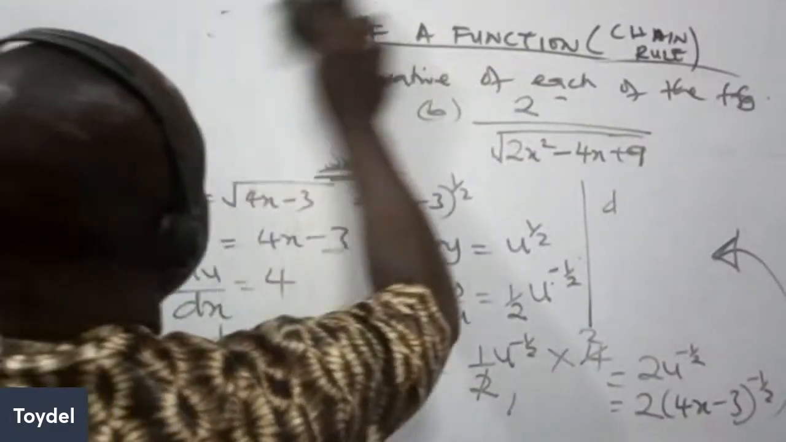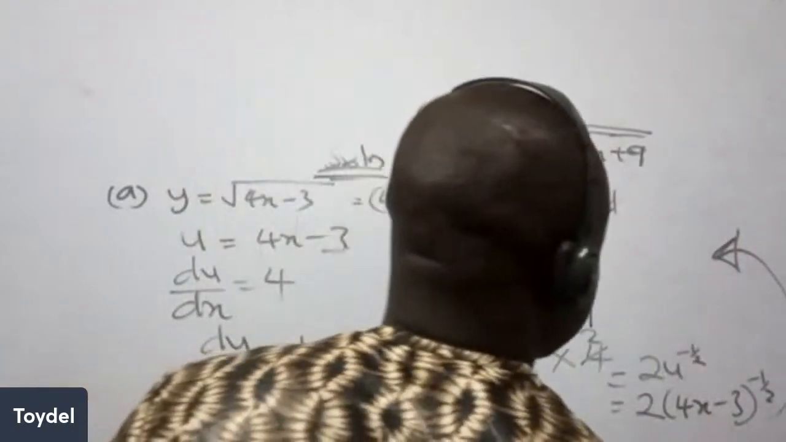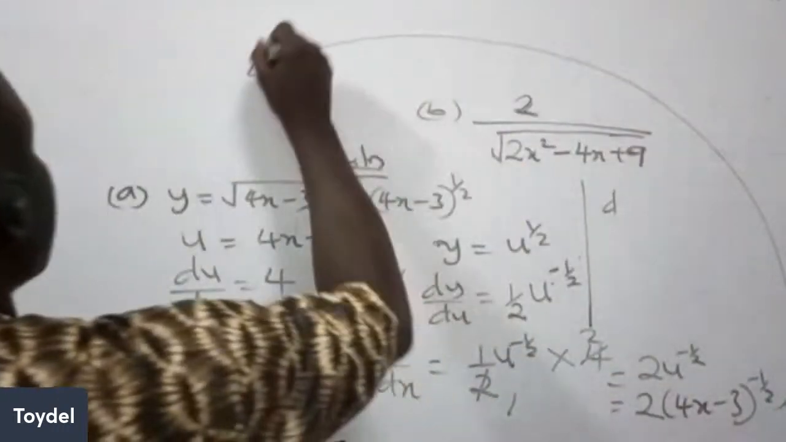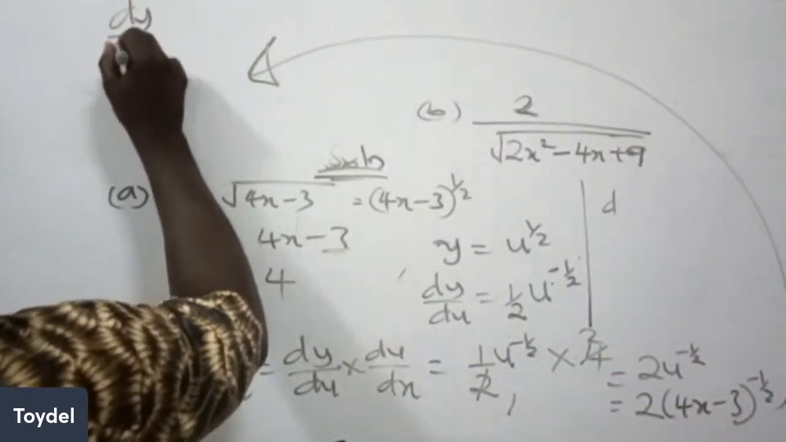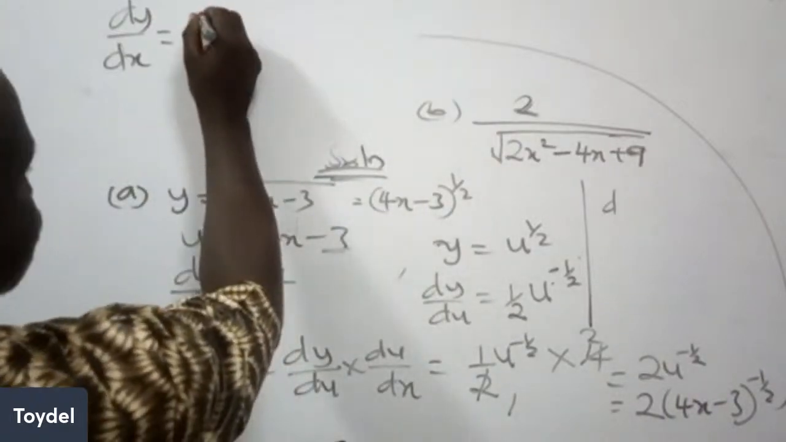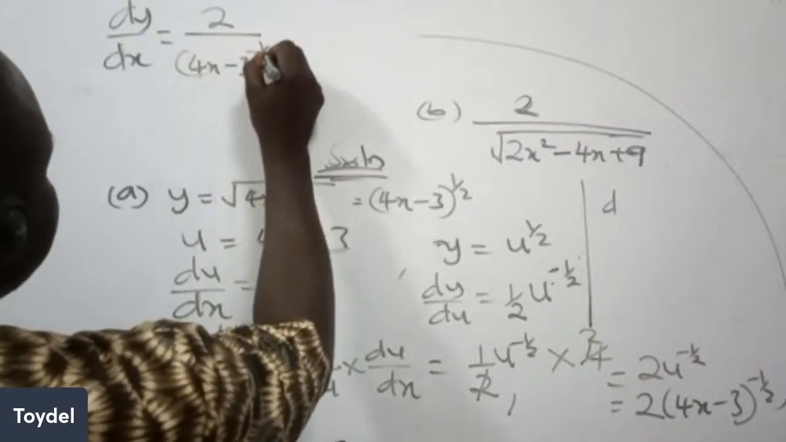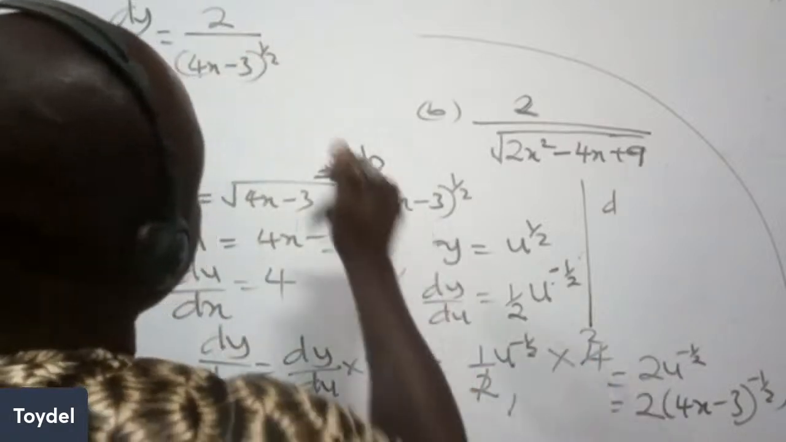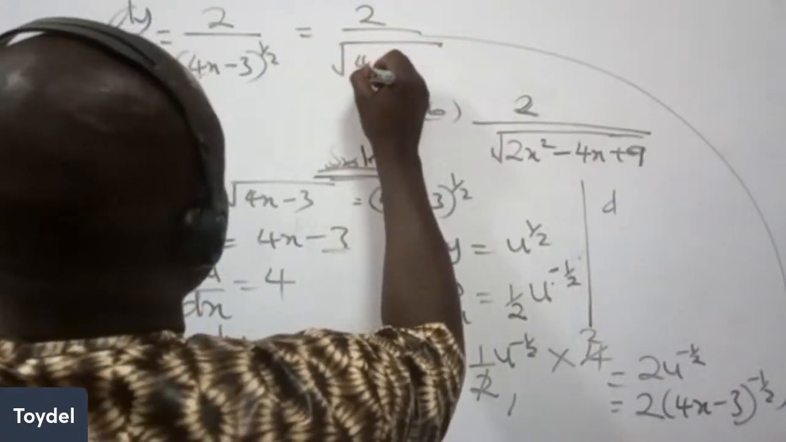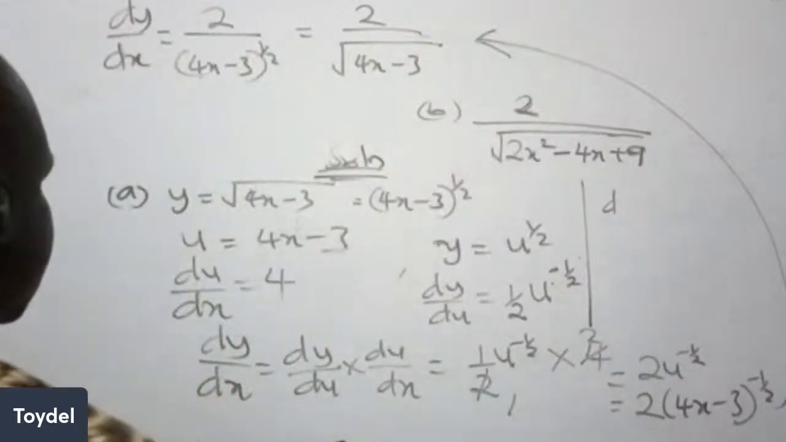No. Let me bring it here so that everything will be neater. If I don't want to stop, you can stop at this point too. But if you don't want to stop at this point, we can go ahead and rewrite and say dy/dx will now be equal to 2 all over (4x minus 3) raised to power half. Using the knowledge of indices, that's the same thing as 2 all over square root of 4x minus 3. So that will be the final answer for the first question.